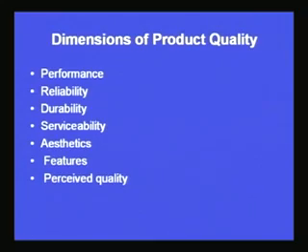So these are the dimensions on your screen. Let me first read these dimensions and then we will see how these dimensions are considered when we see the product quality. Performance, reliability, durability, serviceability, aesthetics, features, perceived quality. So these are the dimensions or the criteria on the basis of which we say whether the product quality is good or it is poor.